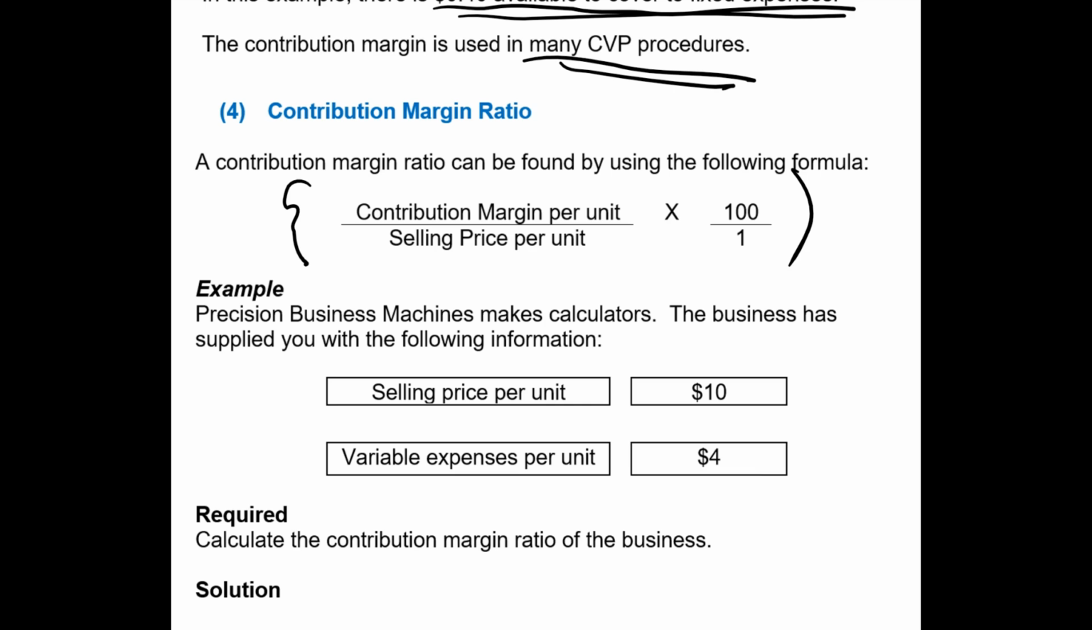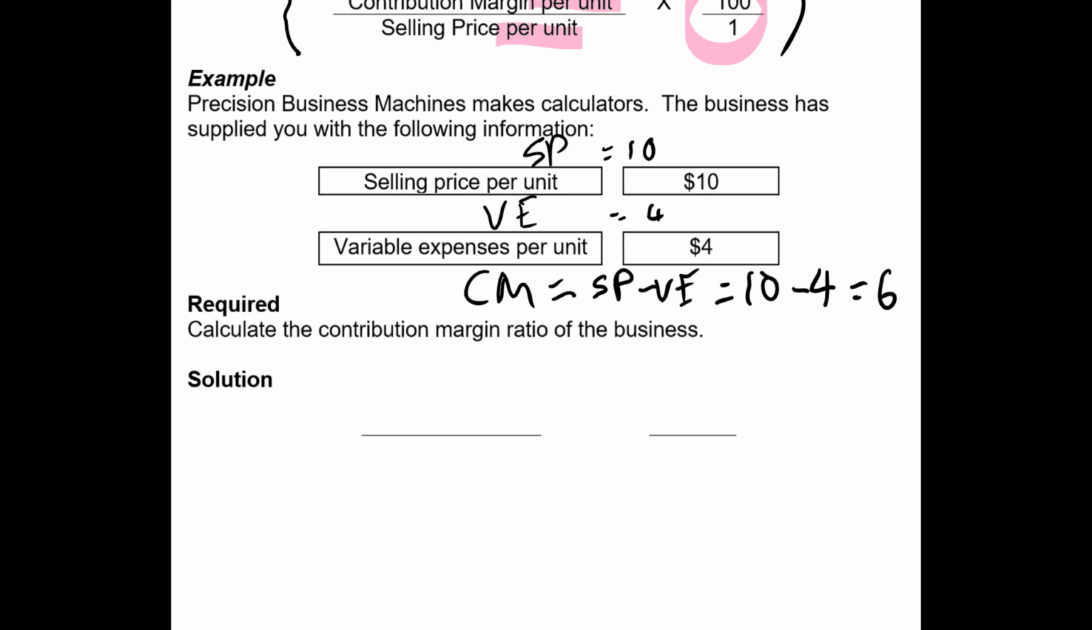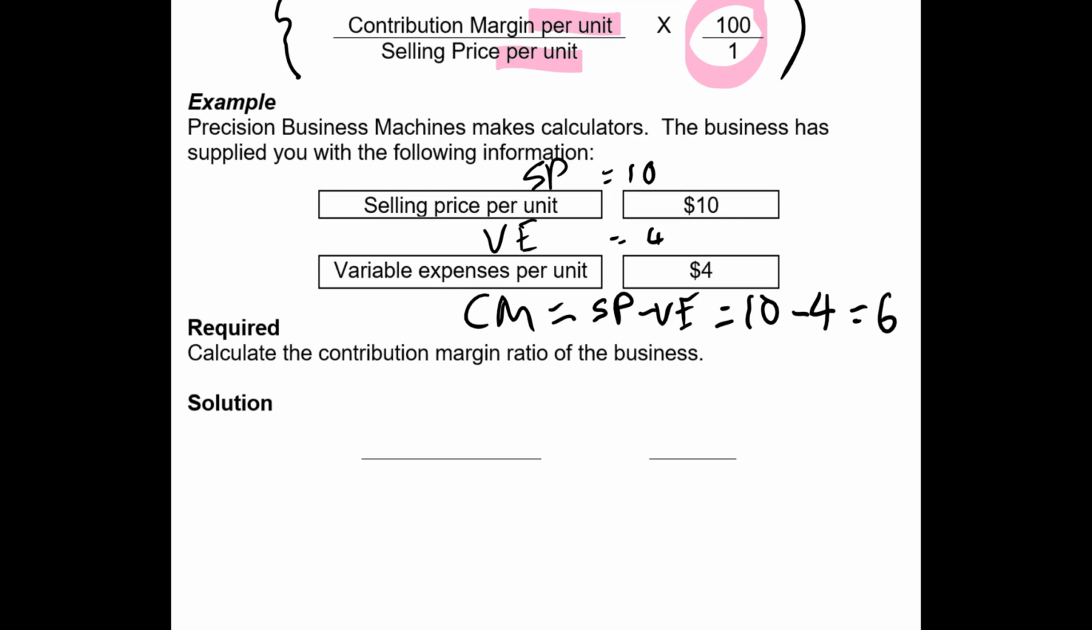So contribution margin ratio equals contribution margin per unit divided by selling price per unit, and not to forget to times by 100. If this is your question, selling price equals 10 bucks. Variable expense per unit is 4 bucks. So your contribution margin equals selling price minus variable expense, which is 10 minus 4, which is equal to 6. So your contribution margin per unit is 6.